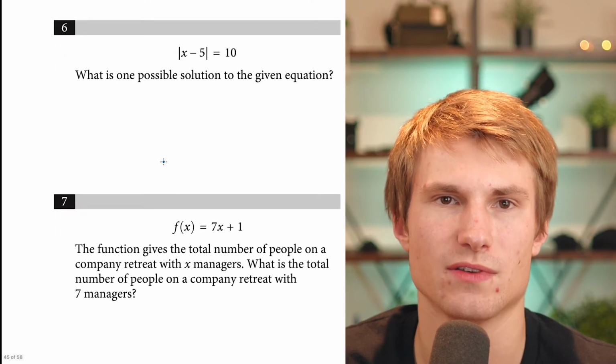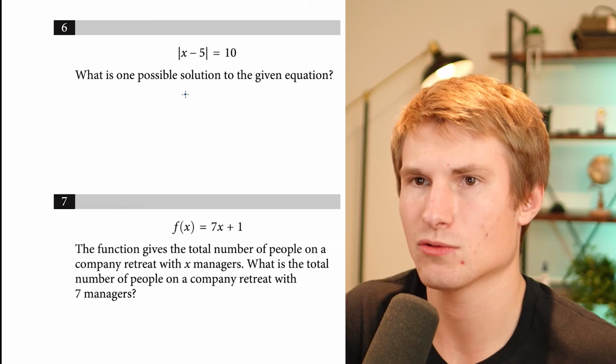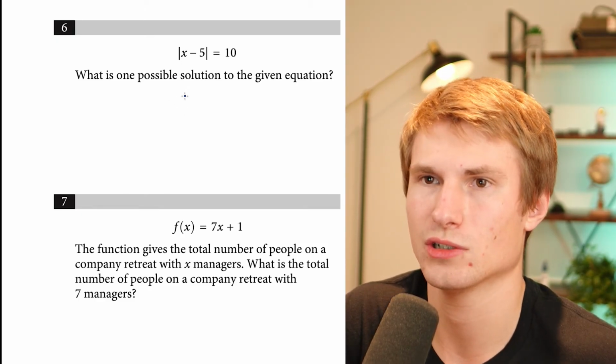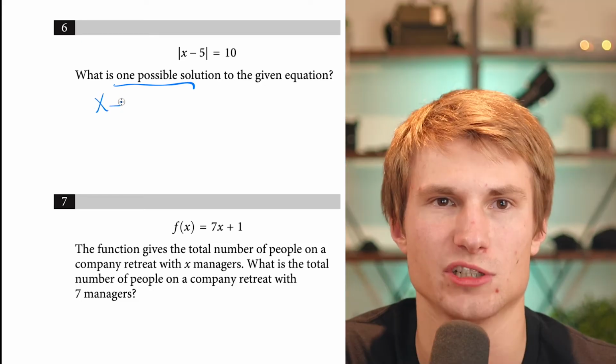Absolute value of x minus 5 is equal to 10. What is one possible solution to the given equation? Always pay attention to if you're asked to answer with the negative solution or the positive solution or the sum of solutions. So in this case, it's just one possible one. So I'll show you both because I'm feeling generous today.